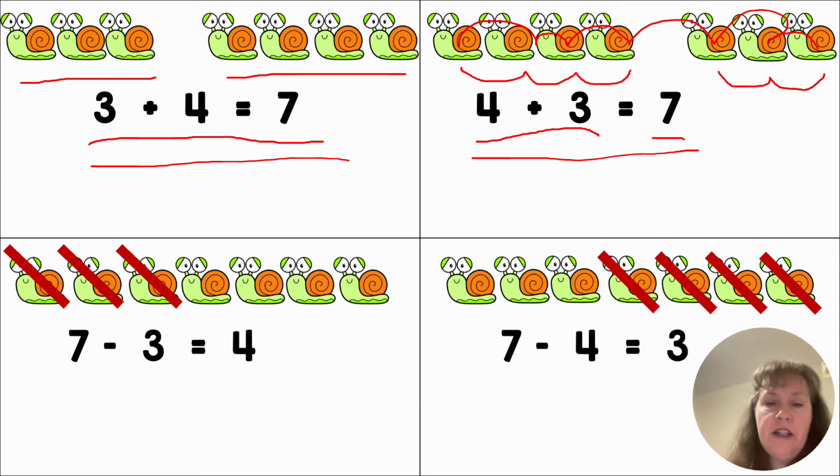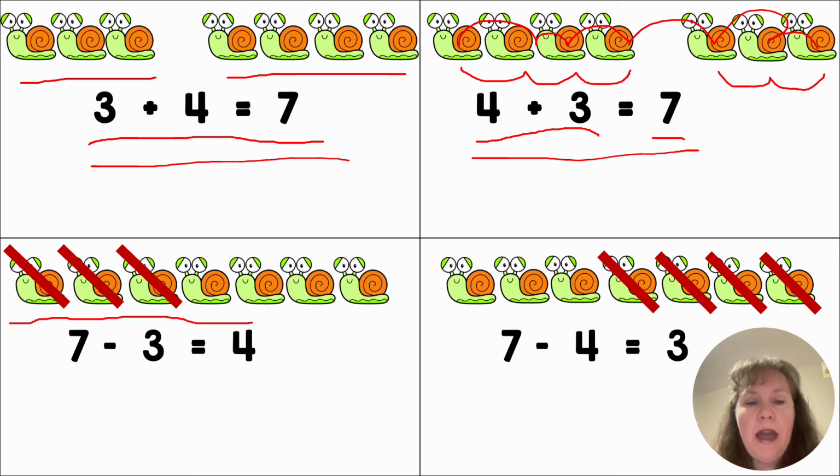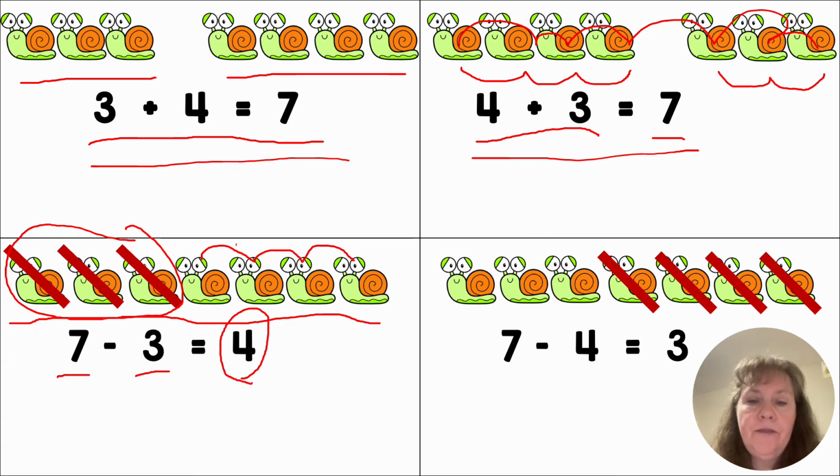And then we can move on to our subtraction questions where we start with 7 snails. Remember, our biggest number has to come first in subtraction so we can take them away. So here's our 7 snails. So we start with the number 7. And then we're going to cross out 3, and that's how many we're taking away, which is our 3 here in our equation. And then we are left with 1, 2, 3, 4 snails, which is our answer here in our equation. And then the last one is the same thing. We're just switching our 4 and 3 around, but we're still always starting with our total number 7.